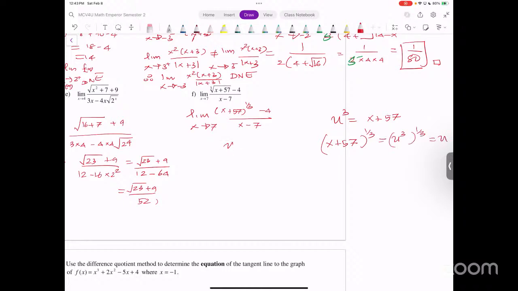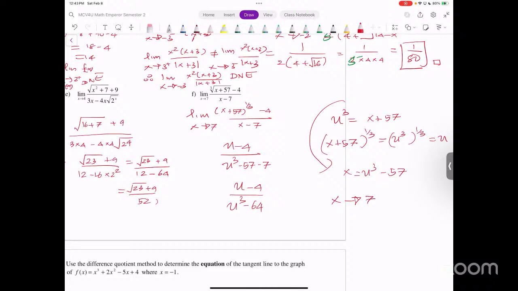So the question changes to u minus 4 over... I need to substitute for x. From here, x is u cubed minus 57, so u cubed minus 57 minus 7, isn't it? Makes sense? So this is u minus 4 over u cubed minus 64. Now x goes to 7. So what is my u?